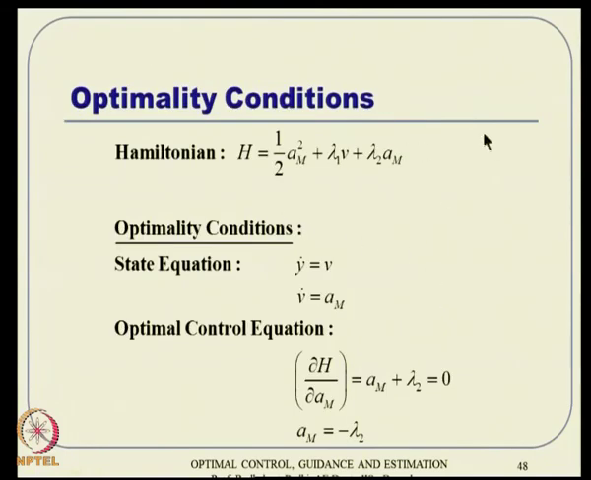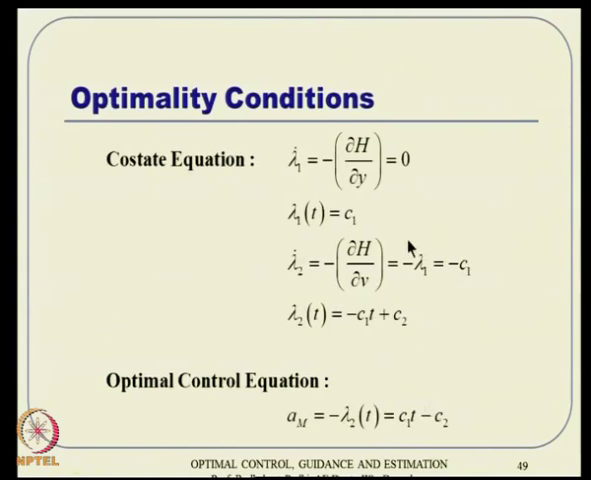So it starts in a similar way. Again the Hamiltonian is that, the system state equation is like that, the control equation is like that, so you have m equal to minus lambda 2. Then the co-state equations: lambda 1 dot is 0, so lambda 1 is C1, lambda 2 dot is minus C1, so you have the same expression for lambda 2 of t also. Now the optimal control equation is again similar: minus lambda 2, which is C1 t plus C2. The question is how C1 and C2 will be different here.